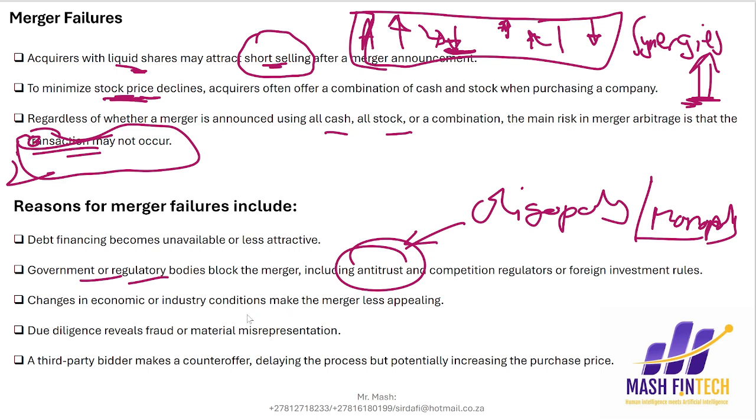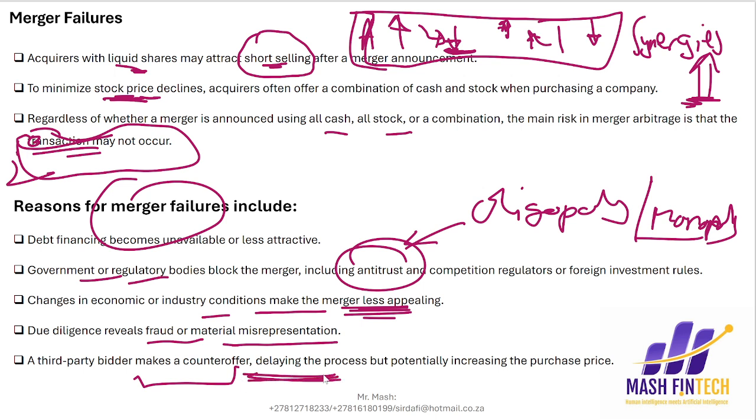So government can block that, or there can be changes in the economic or industrial conditions, which makes the merger more or less appealing. There is a recession which increases credit risk. It's a problem. Or due diligence might actually reveal that there was fraud in the books of these companies or material misrepresentation of information. There could also be a third party that is going to bid or make a counter offer. So this might not actually result in a failure of the merger, but will just delay the process, which results in the price potentially going up because now there are more companies. Remember, demand and supply. The higher the demand, the higher the price is likely to be.